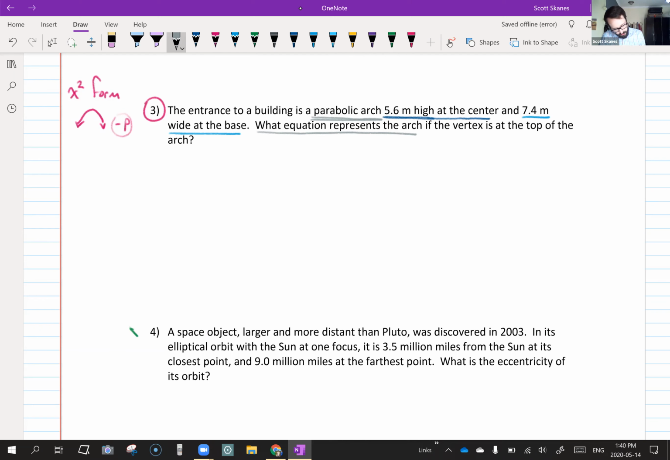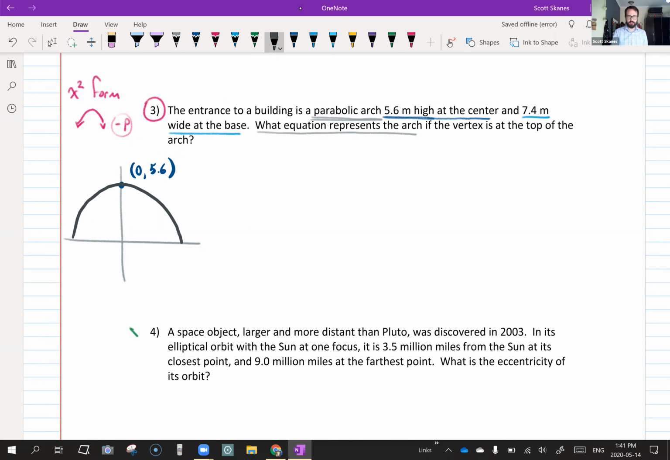So let's get started. Let's draw our sketch. What do we know? We know that the arch is 5.6 meters high. So somewhere up here, we're going to say that at 0, it goes up by 5.6. And then it's symmetrical, so the arch should look something like this.